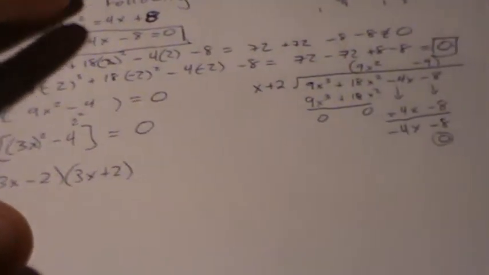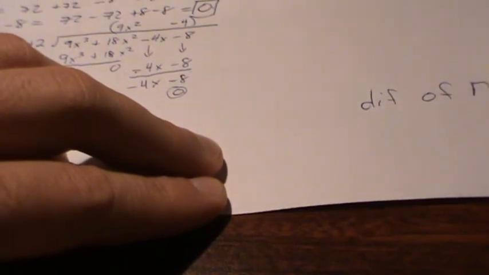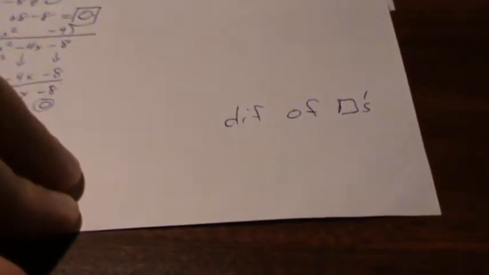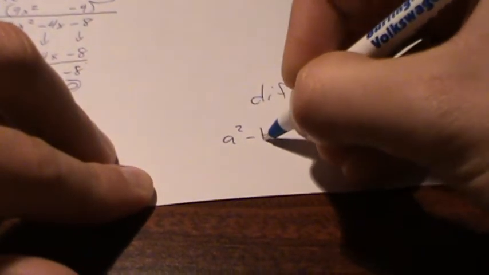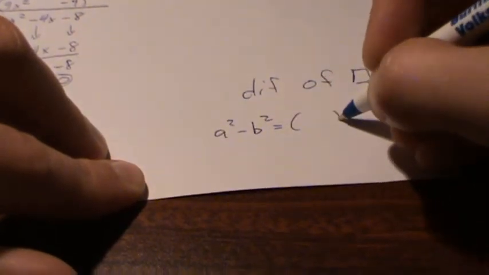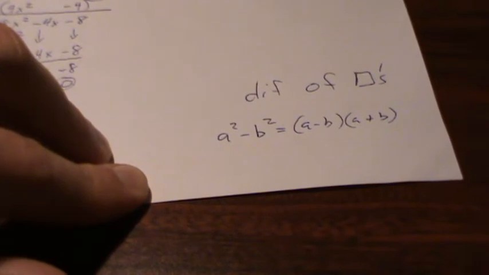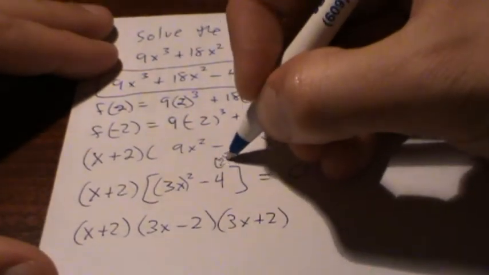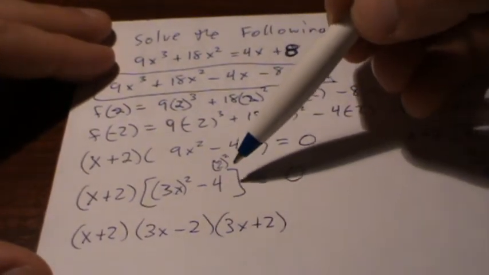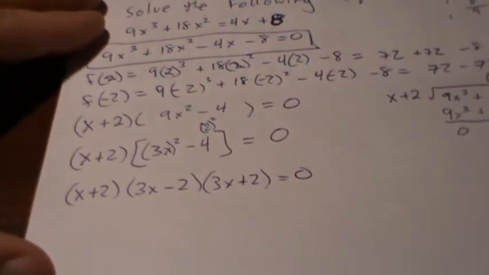Why is that? Because, well, let me go over here. The difference of squares is like this. If I've got a squared minus b squared, it's actually equal to a minus b, a plus b factored. And so that's what I did here. My a is 3x, my b is actually 2. And so I get that. This is still equal to 0.